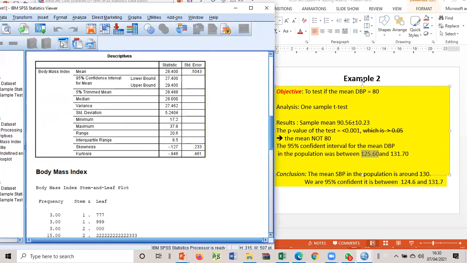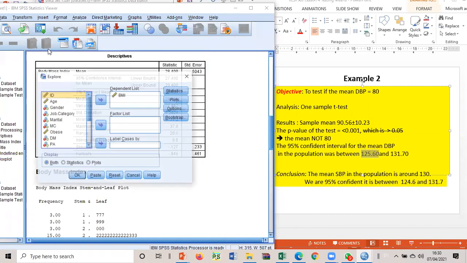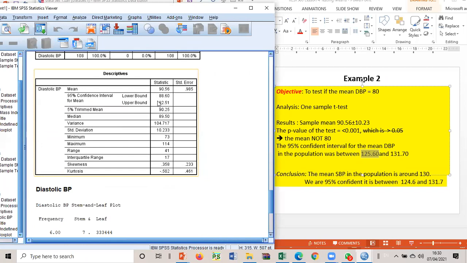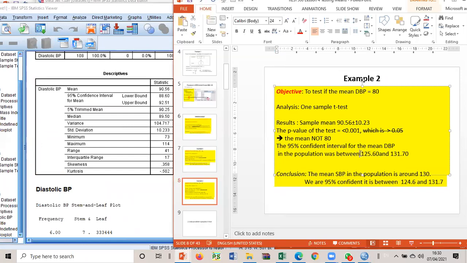You don't want to do it this way. You can do explore, right? Yes, I can. Put it in the explore. You don't have to calculate. Click okay. Right, what's the value? How much?